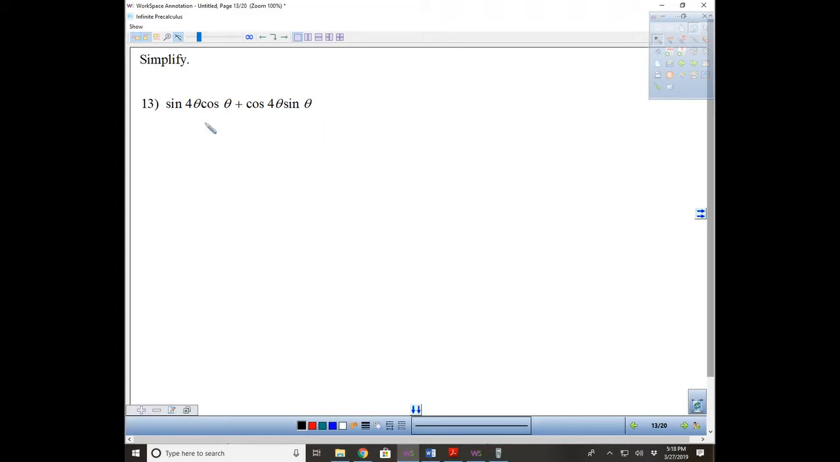So we are simplifying. Whenever you see a bunch of sines and cosines being multiplied, it should remind you of the formula with the u's and the v's. So if I look at this, I've got sine u, so I'm going to make the 4 theta the u, and then theta is v. So then I have cosine 4 theta, so this is uv. So sine u cosine v plus cosine u sine v.